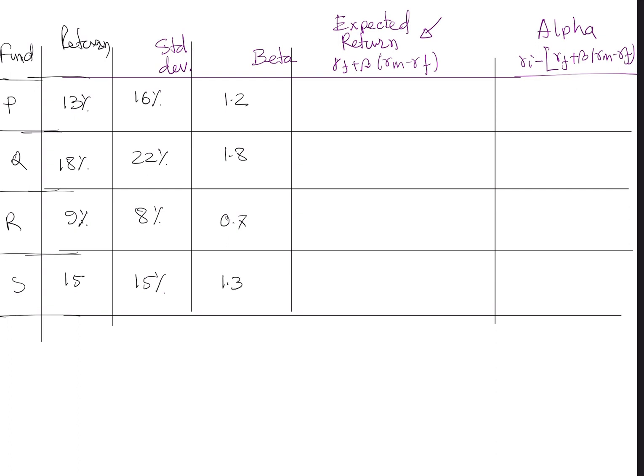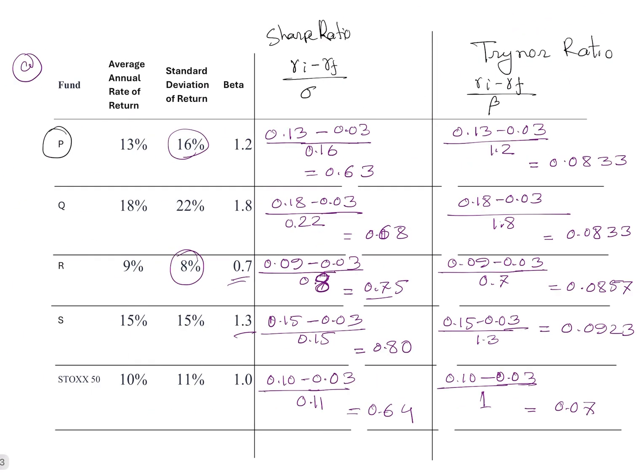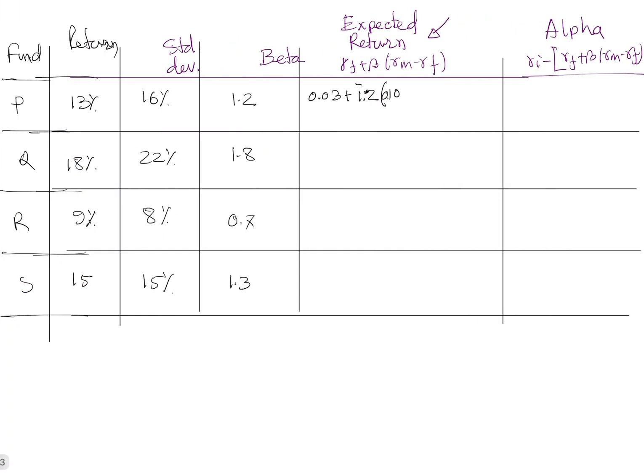So expected return, just plug in all these values. RF is already given, you have 0.03 plus the beta, which is 1.2, RM, which is 10%. So looking into RF in here, RM 10% minus 0.03. So this will give us 0.114 or 11.4%. And for the Q, RF is going to be always the same.